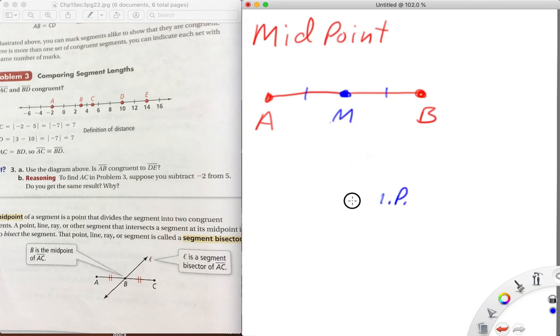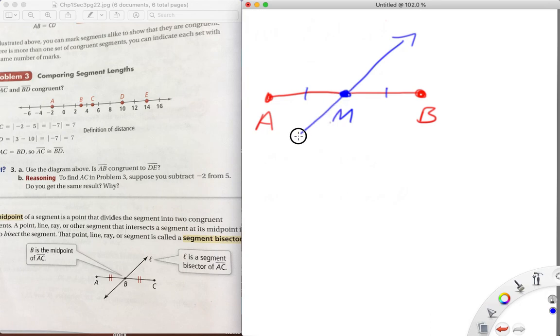Now with the midpoint we can have things that cut at the midpoint. So we know that M is the midpoint, but we can have things that can cut the midpoint. So for example, what if I had some line, and let's call it line L. Well, line L would be the segment bisector. So what's the segment bisector? The segment bisectors are geometric figures that cut the segment in half.